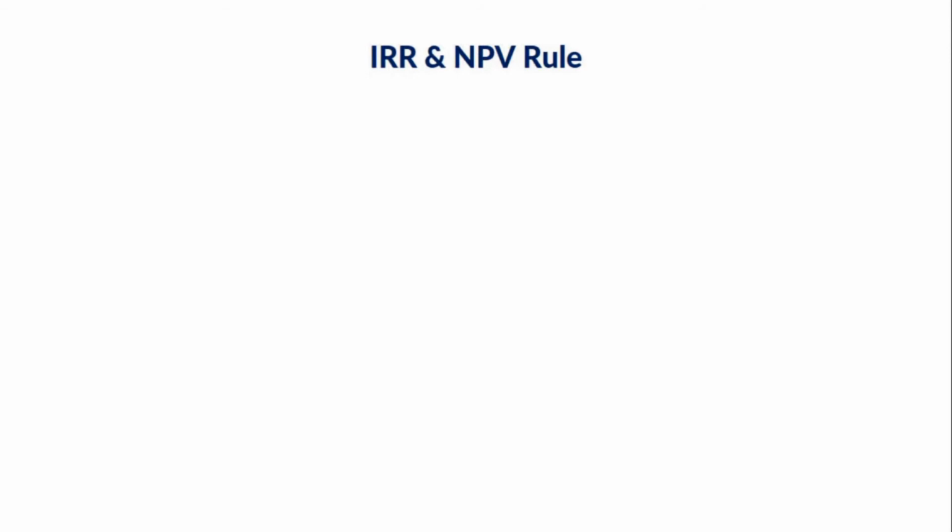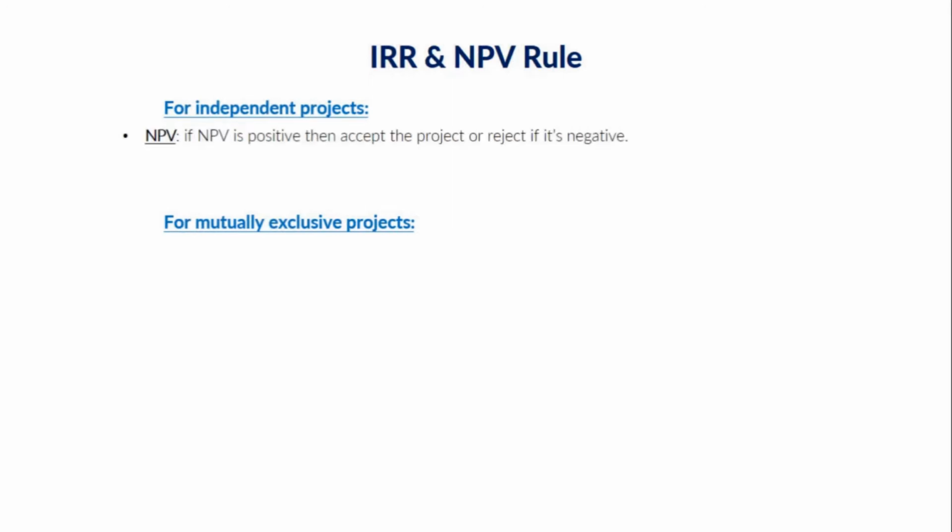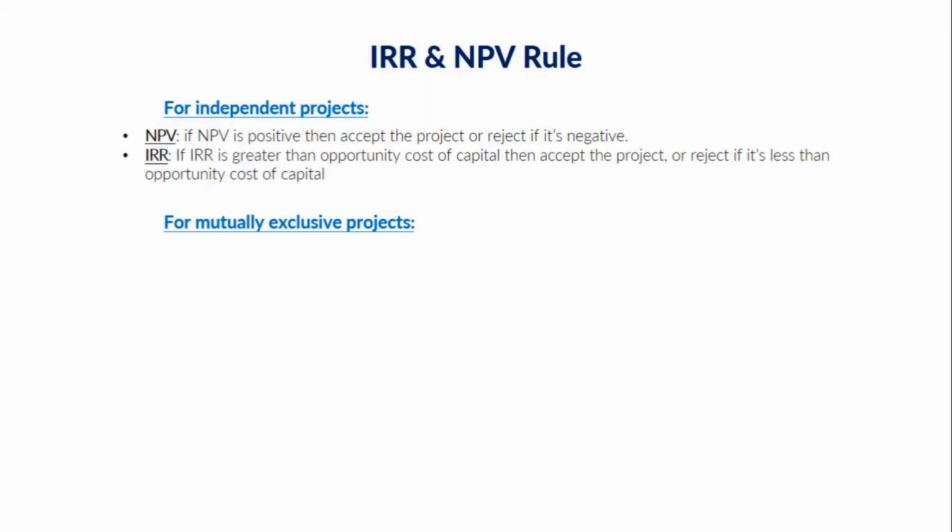Moving on, for independent projects, if NPV is positive, then accept the project or else reject the project. And for independent projects, IRR states to accept projects or investments for which IRR is greater than the opportunity cost of capital. Basically, the opportunity cost of capital works as a hurdle rate that a project's IRR must exceed for it to be accepted. Thus, if IRR is greater than the cost of capital, then accept the project, or else if IRR is less, then reject the project. Now, IRR and NPV give the same accept or reject decision when projects are independent.